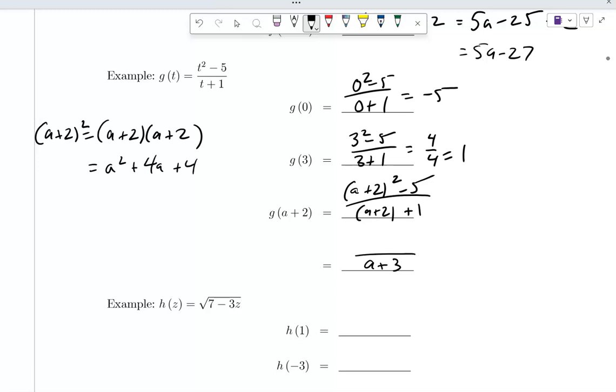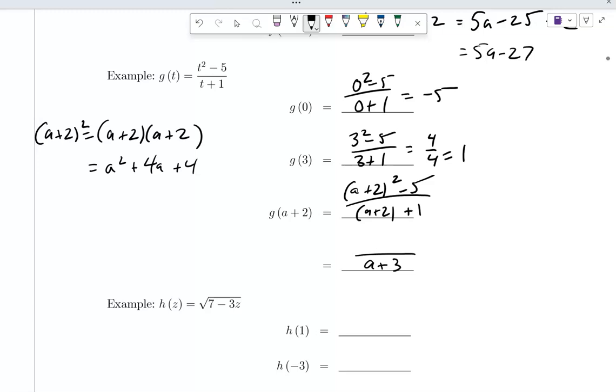Good. A squared plus 4a plus 4. Don't forget to FOIL, right? Make sure that when you multiply this out, everything in your first piece gets multiplied by everything in the second piece, right? A times A times 2, 2 times A, 2 times 2, right? Don't just try to distribute the squared over the plus. Okay? That'll get you lots of red ink on your paper.